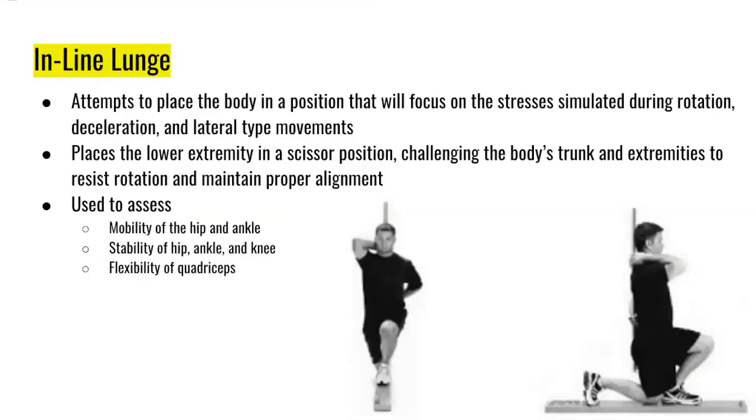The inline lunge attempts to place the body in a position that will focus on the stresses simulated during rotation, deceleration, and lateral type movements. This places the lower extremity in a scissor position, challenging the body's trunk and extremities to resist rotation and maintain proper alignment. The inline lunge is used to assess the mobility of the hip and ankle, stability of the hip, ankle, and knee, and flexibility of the quadriceps.